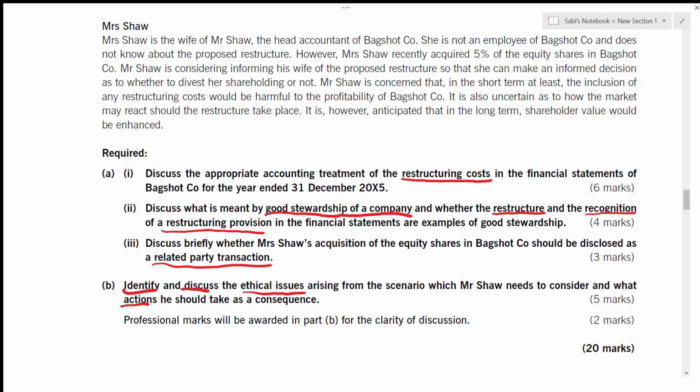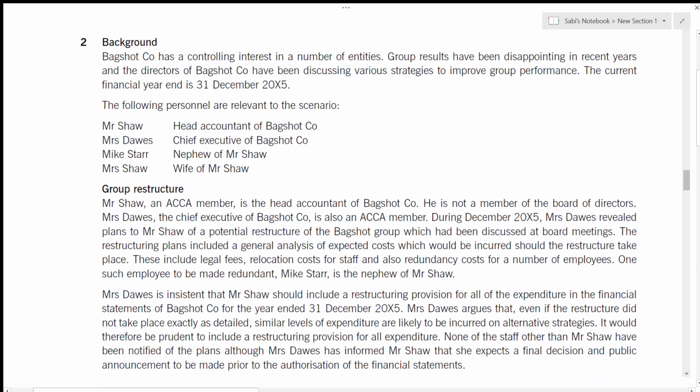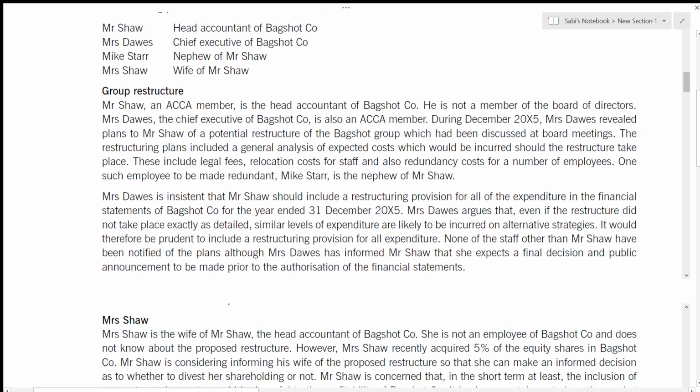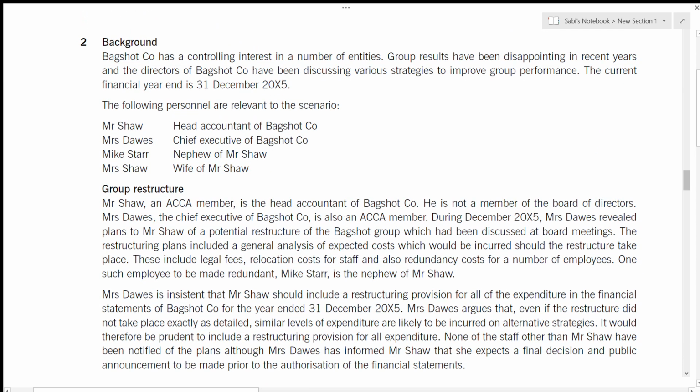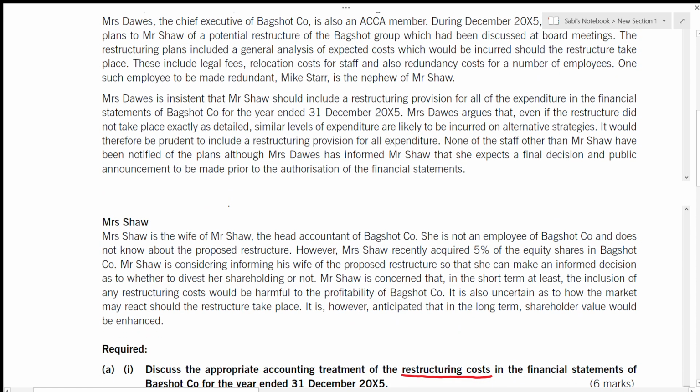So now when we go through the question, we know what we are looking for, right? Which part is talking about restructuring costs, which part is talking about stewardship and all, right? So we can see that there are just 2 paragraphs here. One is the background, which we anyway have to read. Then we come to the group restructure. Then we come to Mrs. Shaw, right?